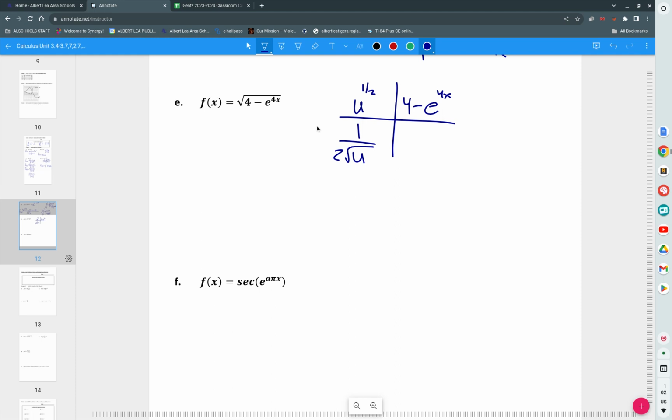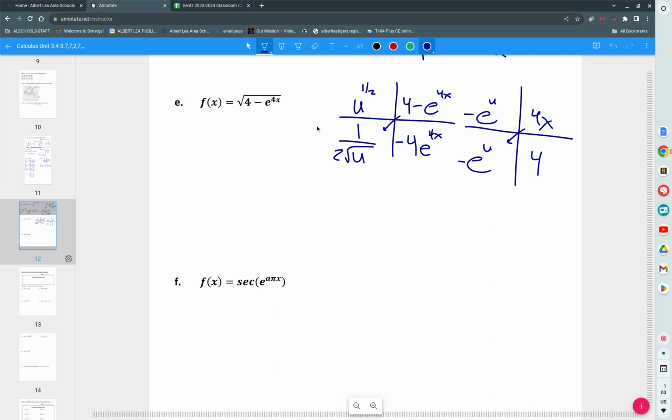Okay, you can glance up. The way that you set this up is you have u to the 1/2, and then the inside part is 4 minus e to the 4x. You know that the derivative of u to the 1/2 is 1 over 2 roots of u. When you take this derivative, what's the derivative of 4? Yeah, it's 0, right? So to find the derivative of negative e to the 4x, it's again negative e to the u, and the derivative of 4x is 4, and you get negative e to the u. So the derivative is negative 4e to the 4x.